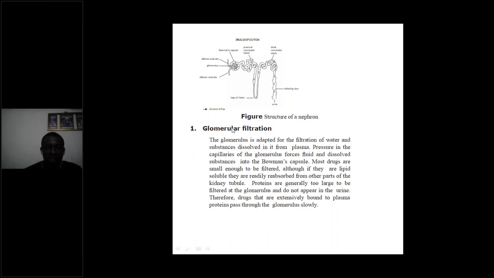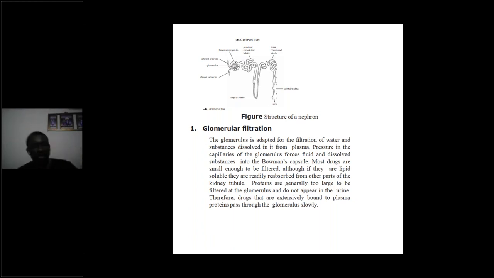Okay, so this is the nephron. So we have glomerular filtration. Now the glomerulus, the kidney, is adapted for the filtration of water and substances that are dissolved in the plasma. When substances and water are dissolved in the plasma, what the glomerulus does is to filter those substances, because now your blood goes through the kidney.